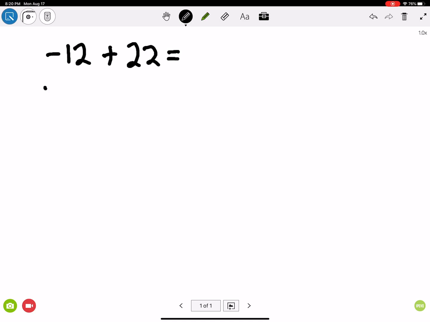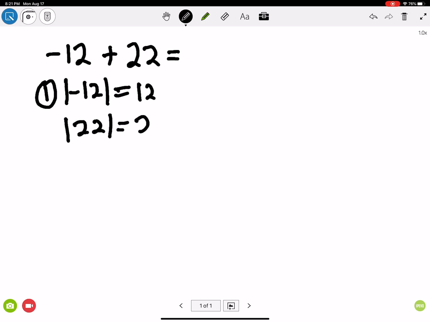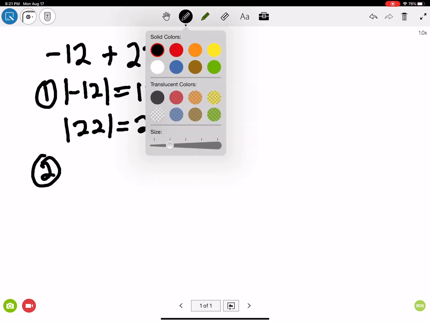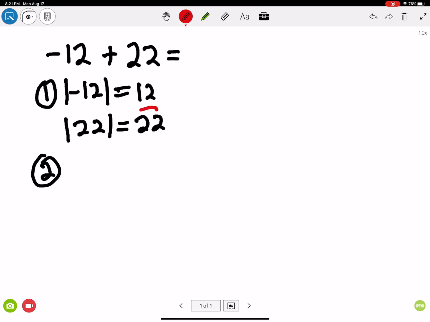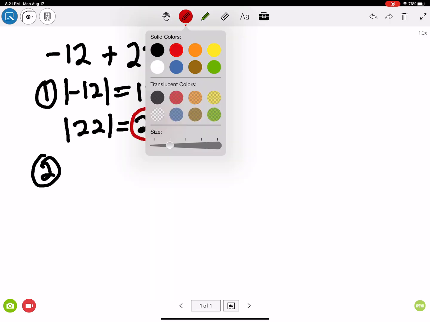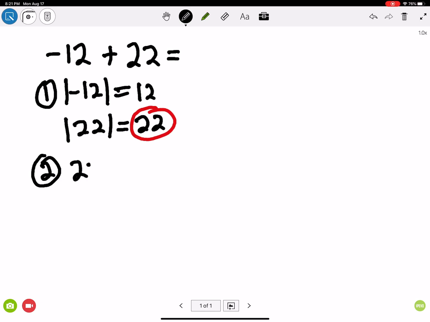So, step 1, again, the absolute value of each of these numbers. The absolute value of -12 is just 12, and the absolute value of 22 is 22. After we find the absolute values, we're going to identify which one is the greater absolute value. Obviously, 22 is greater than 12. So we're going to take 22, and subtract 12. Well, what does that give me? 22 minus 12. 10.